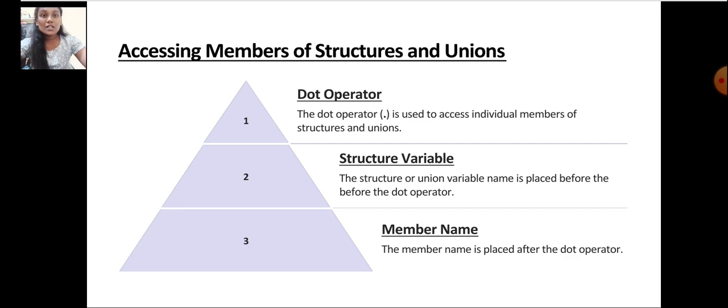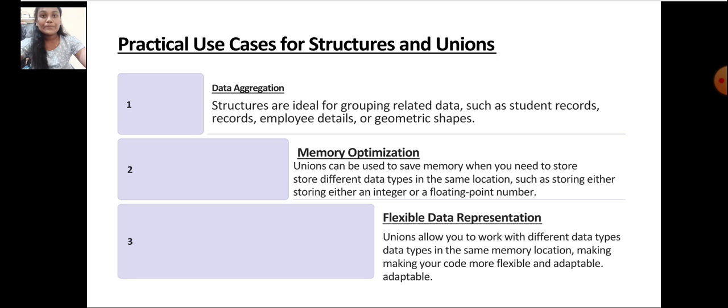Accessing members of structures and unions. Dot operator. The dot operator is used to access individual members of structures and unions. Structure variable. The structure or union variable name is placed before the dot operator. Member name. The member name is placed after the dot operator.